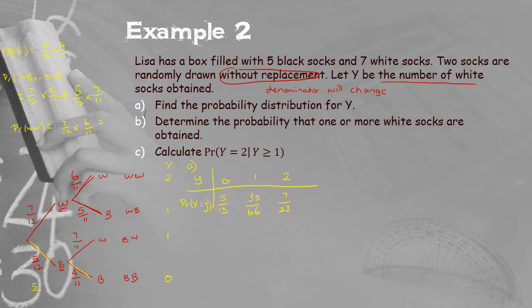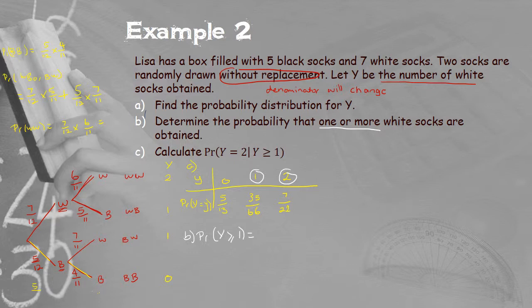Next, we can use this to answer some of the questions. So part B, determine the probability that 1 or more white socks are obtained. First, we write this as a probability. Probability, Y represents white socks. 1 or more means Y must be greater than or equal to 1. Greater than or equal to 1 means we've got this option here and this option here. Y can equal 1 or 2.